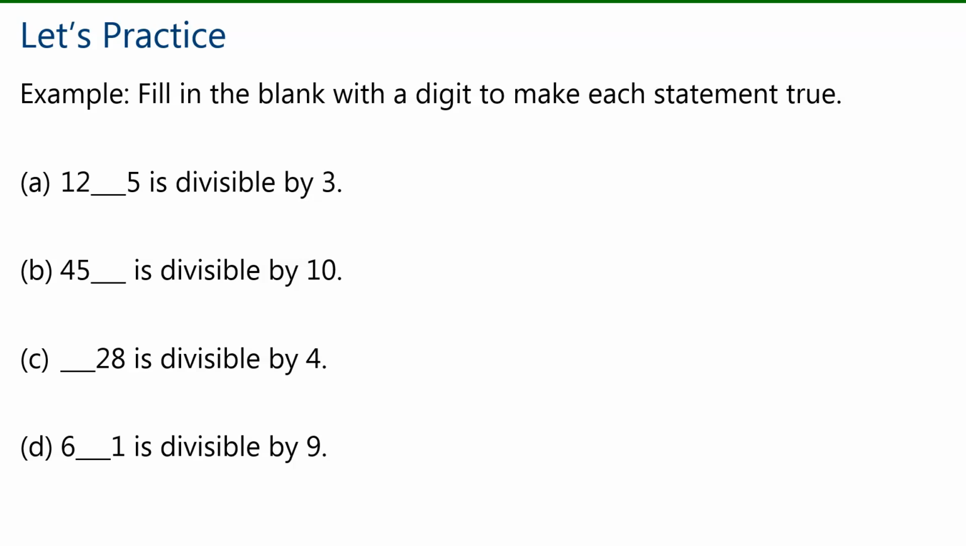Now we have one more example using our divisibility rules. We have to fill in the blank with a digit to make each statement true. So I have a number, 1,200, and then blank and 5. We want to create a number that's divisible by 3. So let's remember the rule for something to be divisible by 3. The digits need to add up to a multiple of 3. So if I add up what we have so far, 1 plus 2 plus 5, we get 8. So if I put a 1 here, that would now add to 9, which is a multiple of 3.